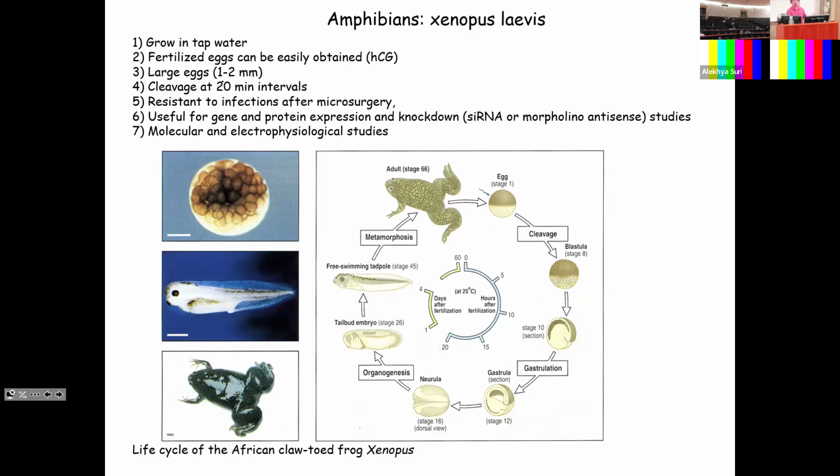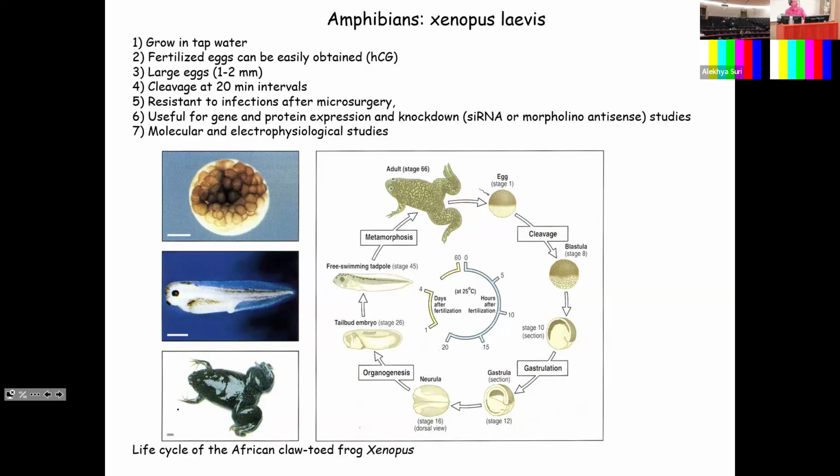They are very large. You don't even need a microscope to see them. 1-2 millimeters, okay? Very, very big. They cleave at 20-minute intervals. That means that it's very fast. So in a day, you can have all the results that you wish, okay? Instead of waiting, let's say, 9 months, or 1 month for a mouse.